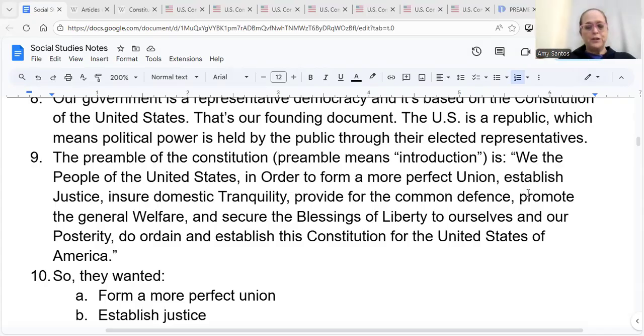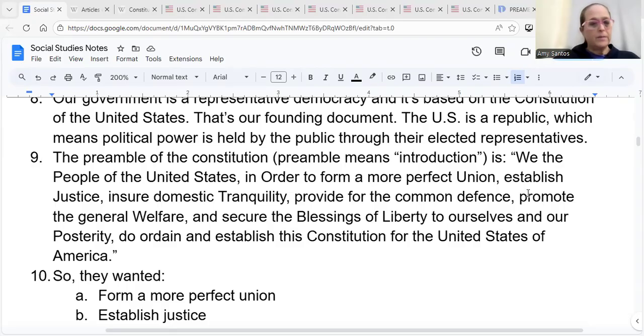This is part two of civics and government. We're going to start with the Constitution of the United States, and we'll go over each part of it.